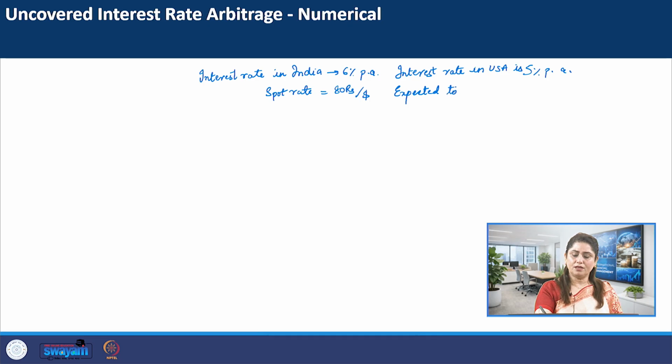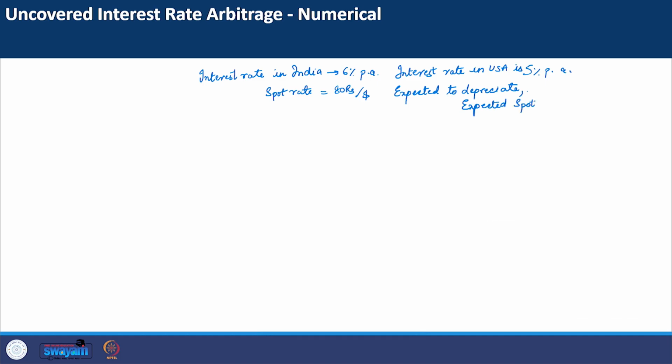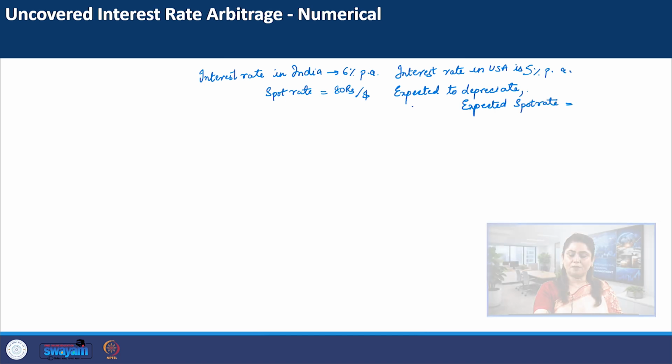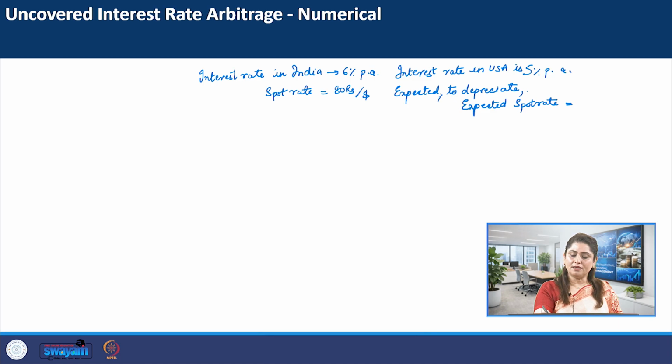So the expected spot rate is equal to, we are expecting rupees to depreciate, and the expected spot rate after 1 year is equal to 82 rupees per dollar.